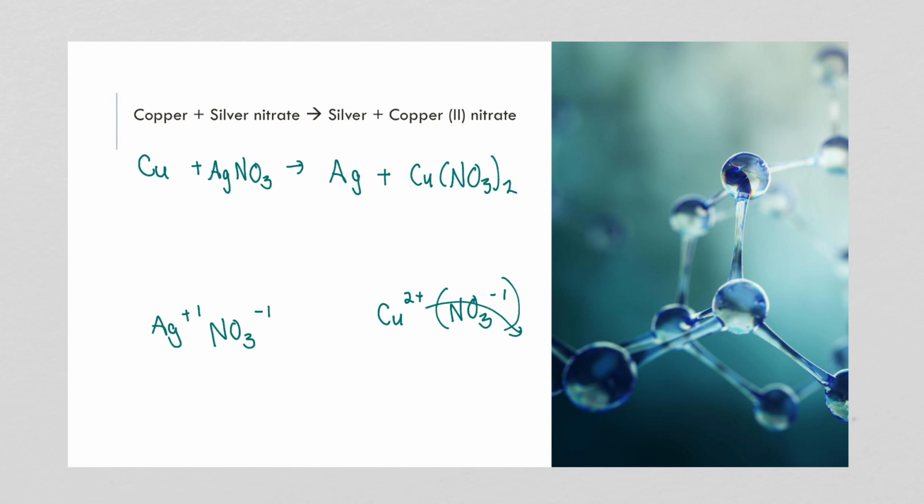So this is how you write skeleton equations. We're not finished yet. You would need to balance all of these equations because the law of conservation of mass tells us that we can't create or destroy matter. It can only be reformed, so we need to have the same number of atoms on the left as we have on the right of the equation arrow. We'll learn that in another video.